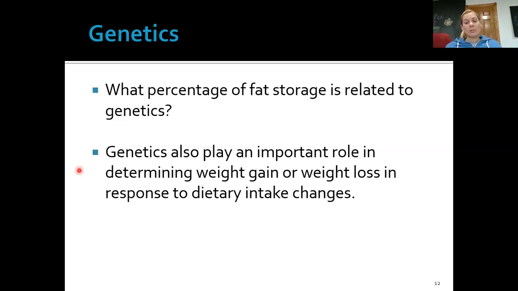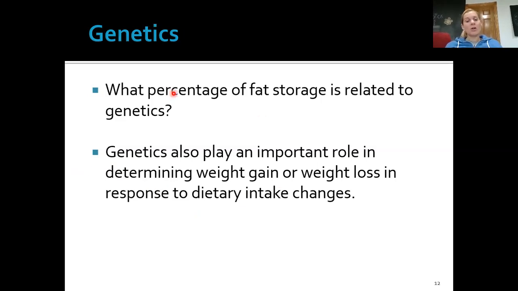Genetics can also play an important role in determining weight gain or weight loss in response to dietary intake changes. Okay. So again, certain people are going to have an easier time losing weight or gaining weight in comparison to others as it relates to their genetic predispositions.